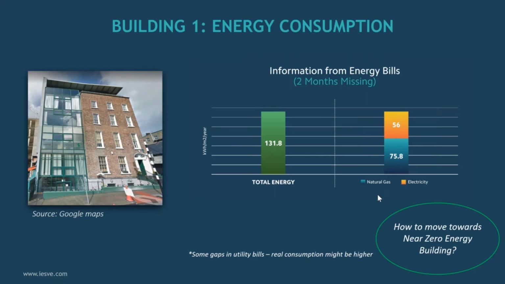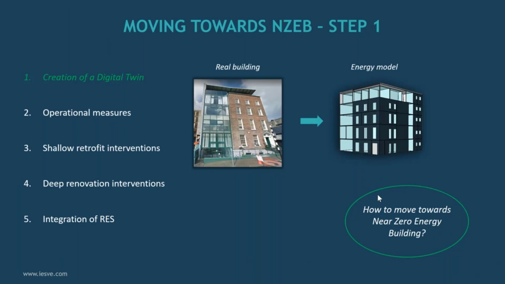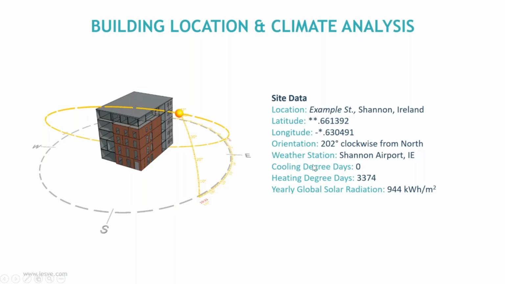The idea now is how to move towards near zero energy buildings, starting from this situation. So first of all, we need to build a digital twin of this building. So once we have the building, we start collecting floor plans, sections as much as possible, and we build an energy model of this building. So you can see there are 5 steps that we consider. The first one that we want to address is how to create the energy model.